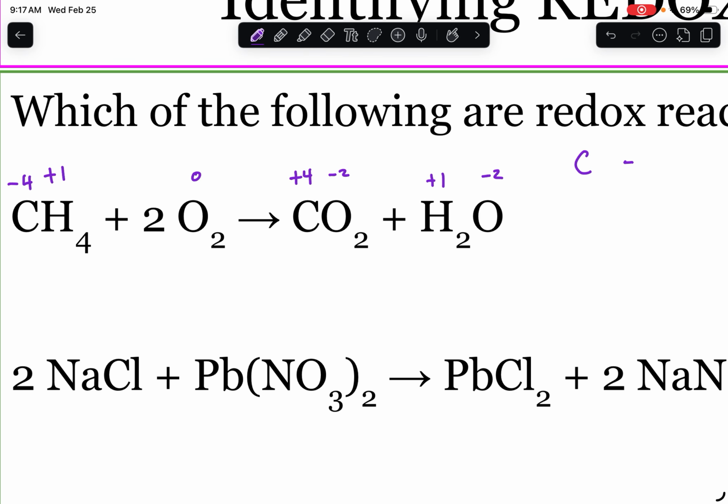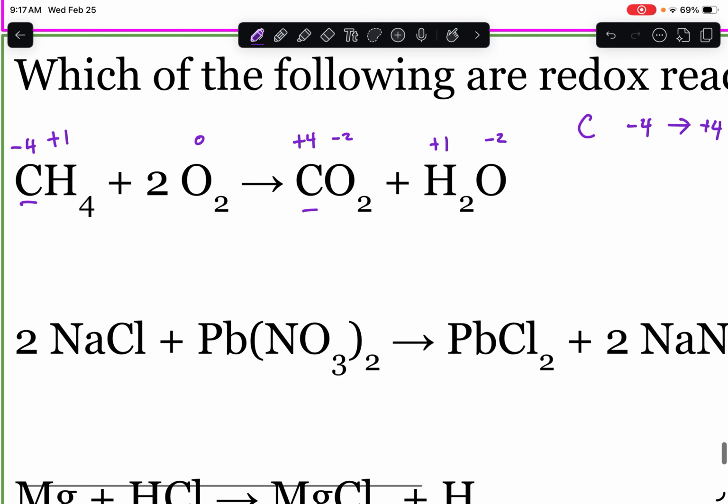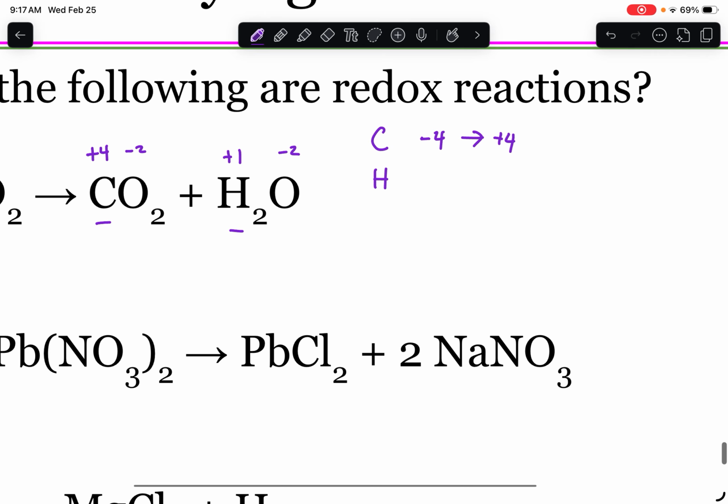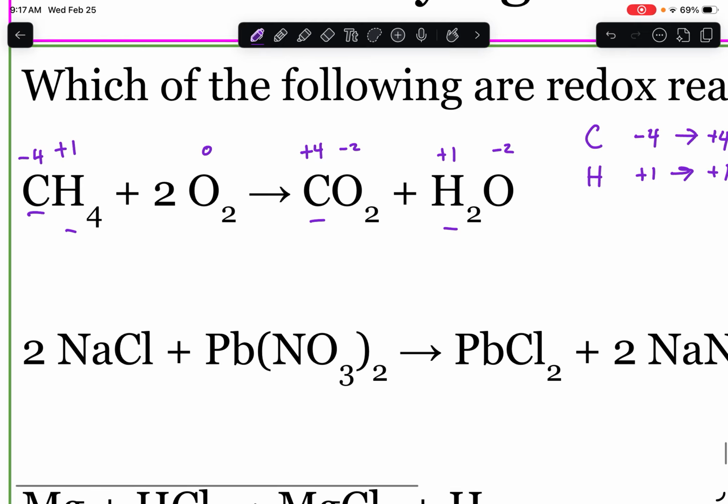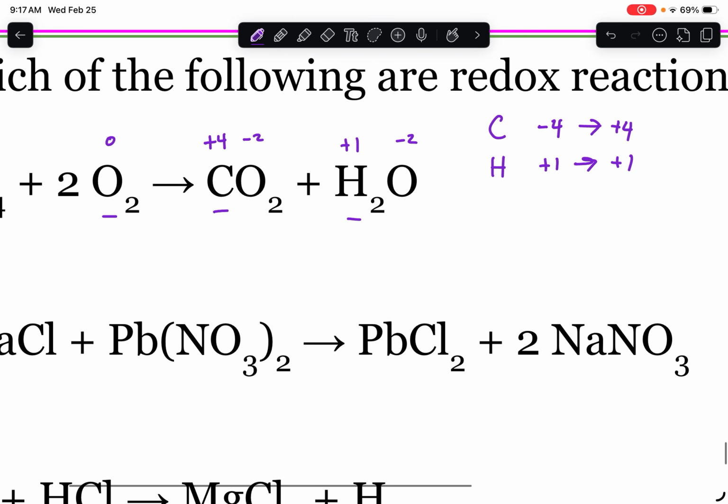All right, so we can look at carbon. Carbon is changing from -4, right here, all the way to +4. And then hydrogen, right here is +1, but it's still +1 over here, so hydrogen did not change. Oxygen is starting out as 0 and in elemental form on the reactant side, but -2 on both of the other compounds on the product side. So oxygen is 0 to -2.